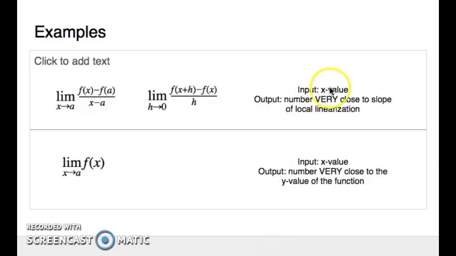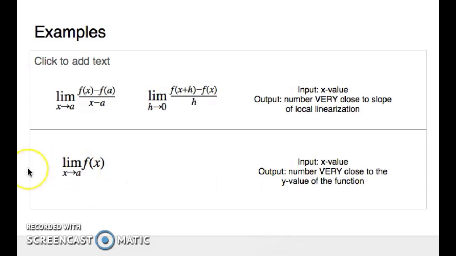So for these limits, the input is getting really close to an x value, and the output is the number that the slope of the local linearization is getting extraordinarily close to. That's what you've been working with up to this point. But you can also ask questions about limits that simply approach an x value and ask what the y value of the function does. It doesn't have to be a slope. You can ask about the y value. So this would be an input getting close to a number, a, and the output getting very close to the y value of a function.